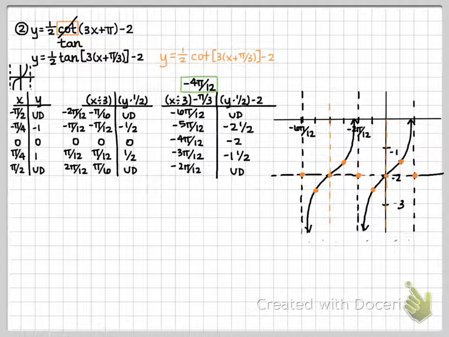Now, what I'm going to do is I am going to see these 3 points right in the middle, between my 2 rips, my orange asymptotes. Let's go ahead and connect those. That is 1 period of cotangent, that orange right in the middle.